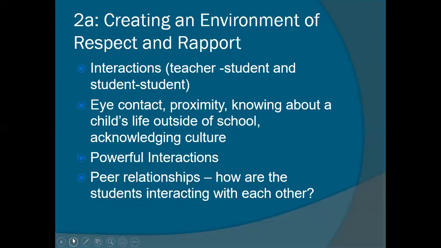This is also looking a lot at peer relationships. How are the students interacting with each other throughout the day? Once again, when the teacher has set an environment of respect, often we can see the influence of that in the way students are interacting with each other.